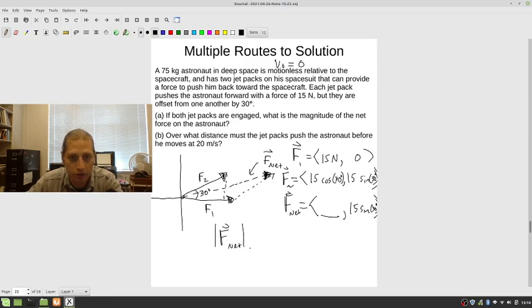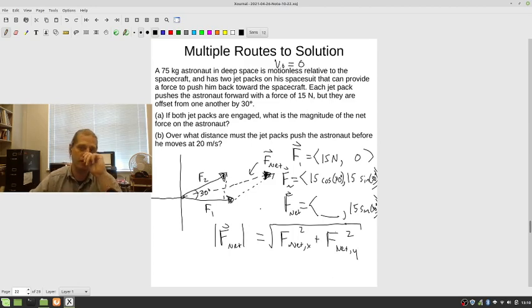Okay, and then if you wanted to find the magnitude of F net, how would you do it? Well, you'd have to use your Pythagorean theorem. Okay, so you'd have to use your F net X squared plus F net Y squared. And that would give me part A.